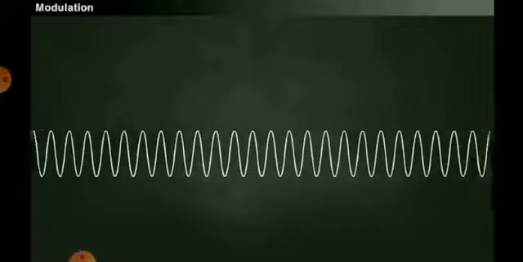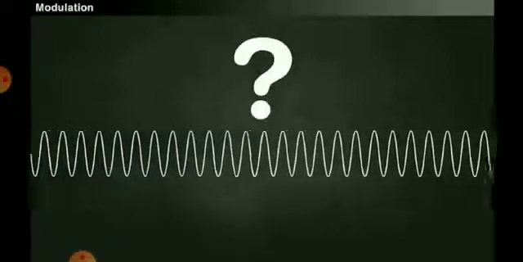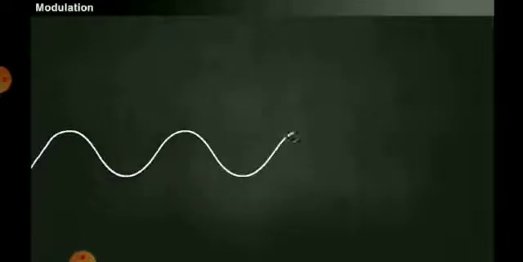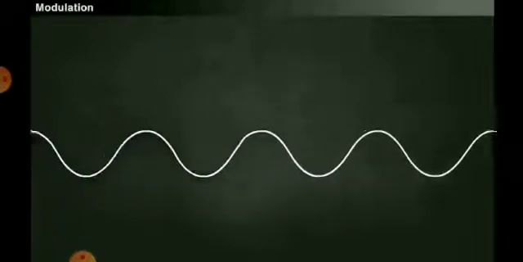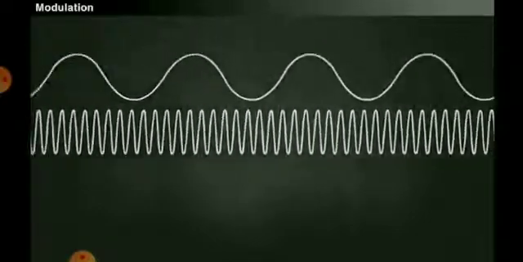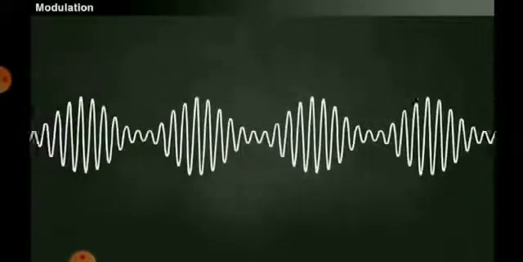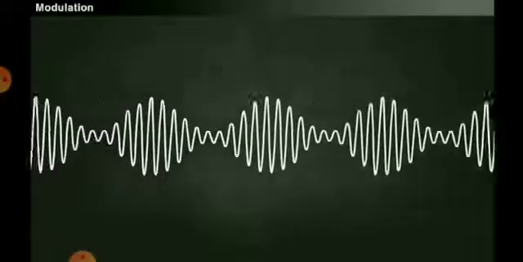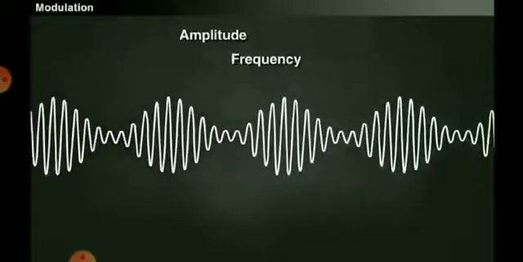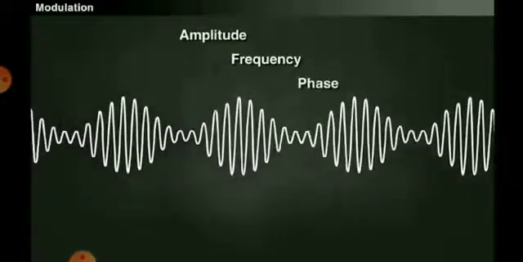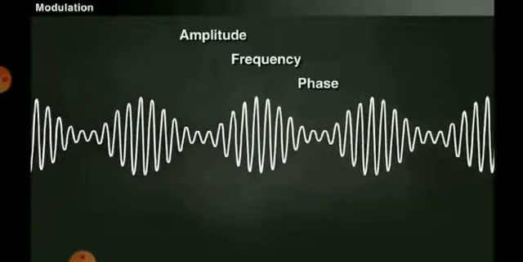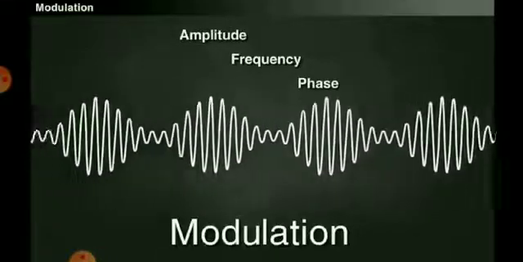But how will we increase the frequency of the message signal? Actually, we will not increase the frequency of the message signal, but we will superimpose the low frequency message signal on the high frequency carrier signal. Hence, the characteristics, that is amplitude, frequency, and phase of the carrier signal, will be changed in accordance with the message signal. This process is called modulation.